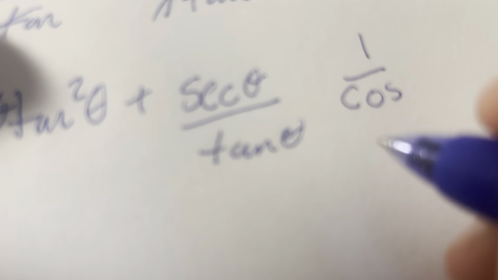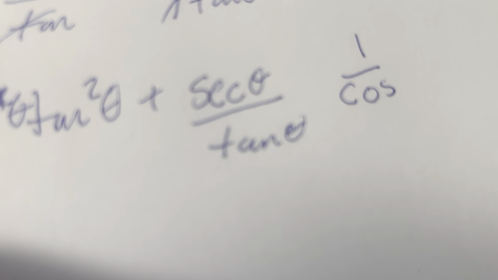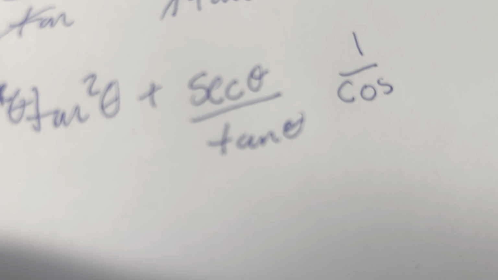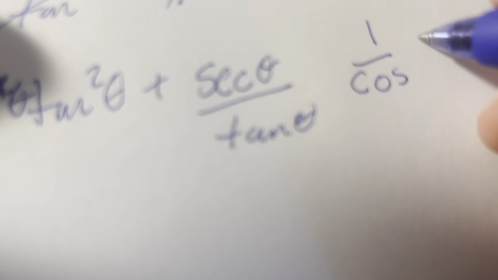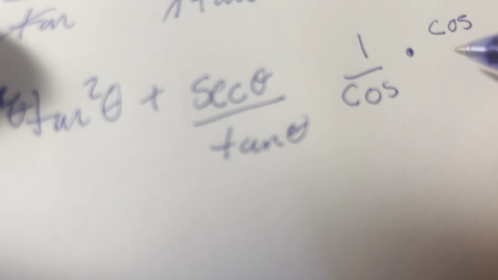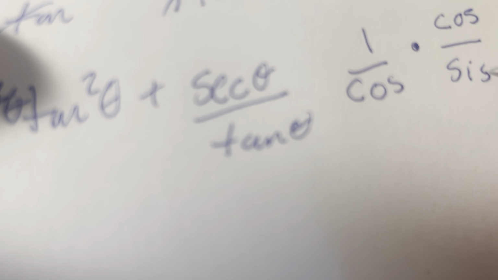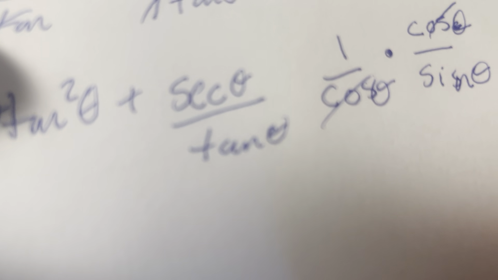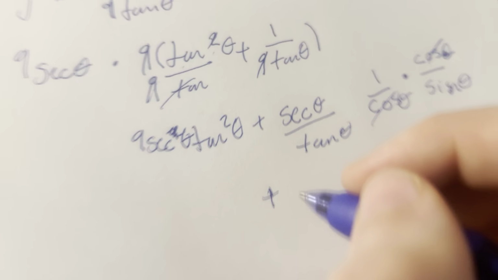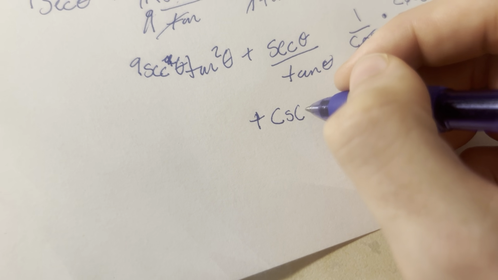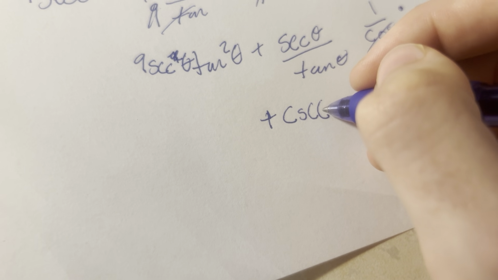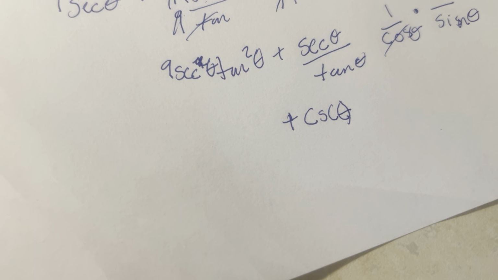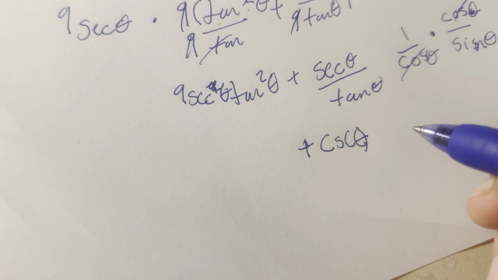as 1 over cosine, or hold on. This would be 1 over cosine times cosine over sine theta. That would just give us cosecant theta.